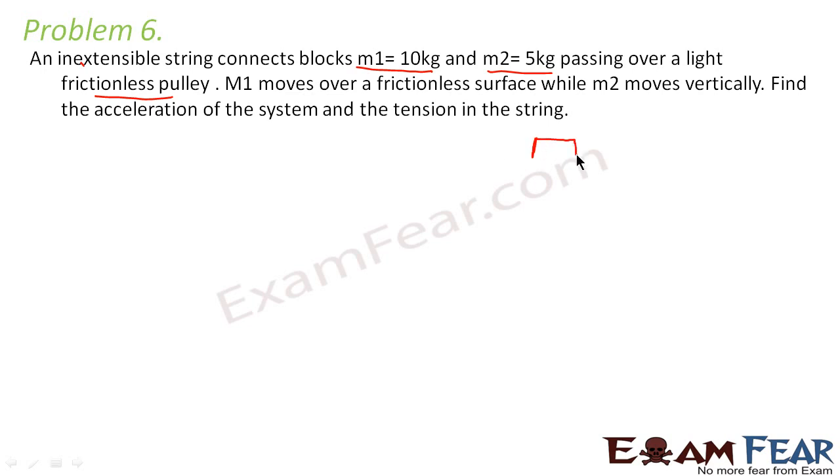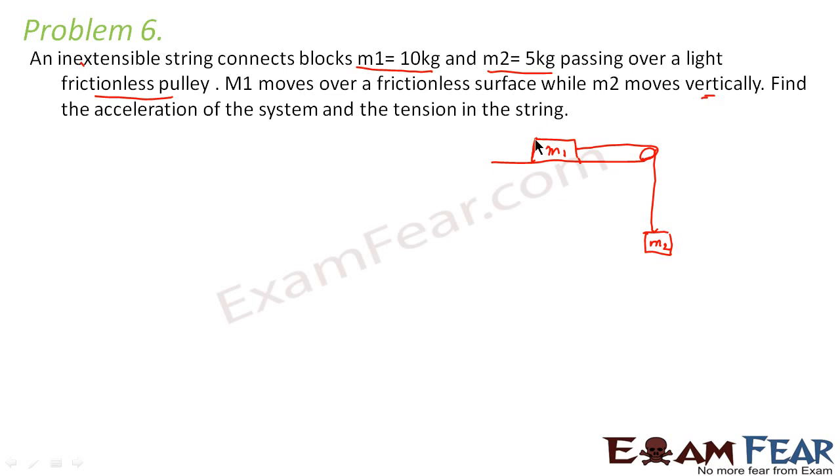So let us suppose this is M1. The question says M1 moves over a frictionless surface, so let us say this is the frictionless surface. It also says M1 and M2 are connected through a frictionless pulley and M2 moves vertically. That means they must be connected somewhat like this. Let us suppose this is the pulley and this is M2. So M2 is moving vertically and M1 will be moving over the frictionless surface. Now find the acceleration of the system and the tension in the string.